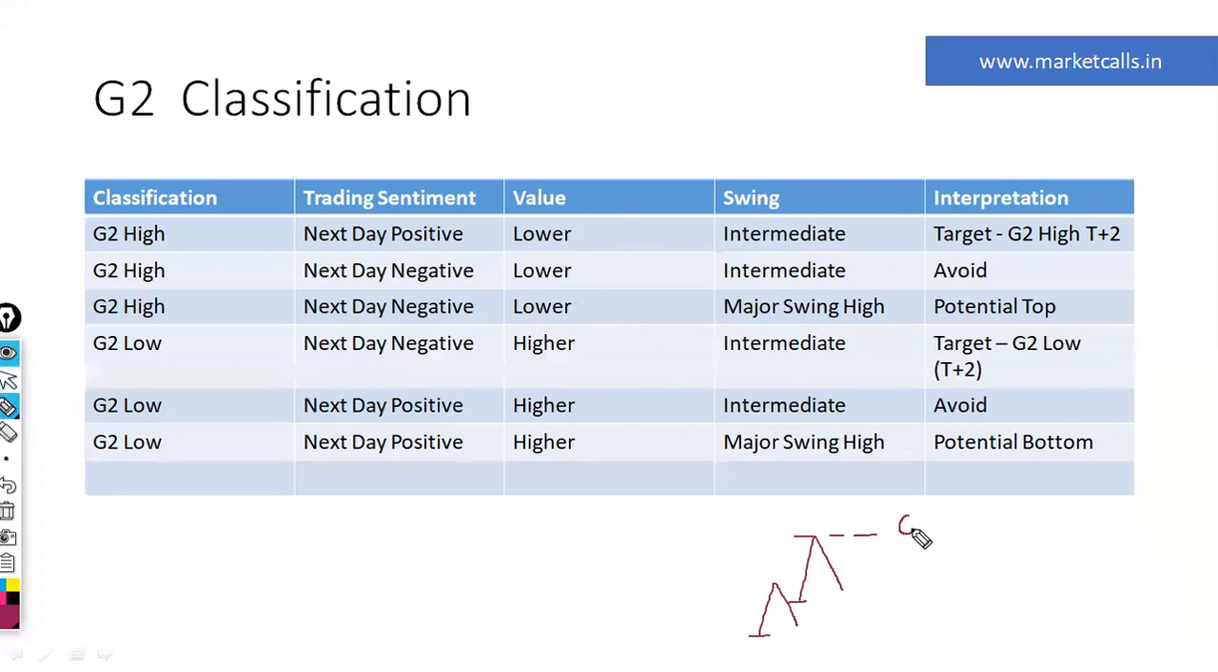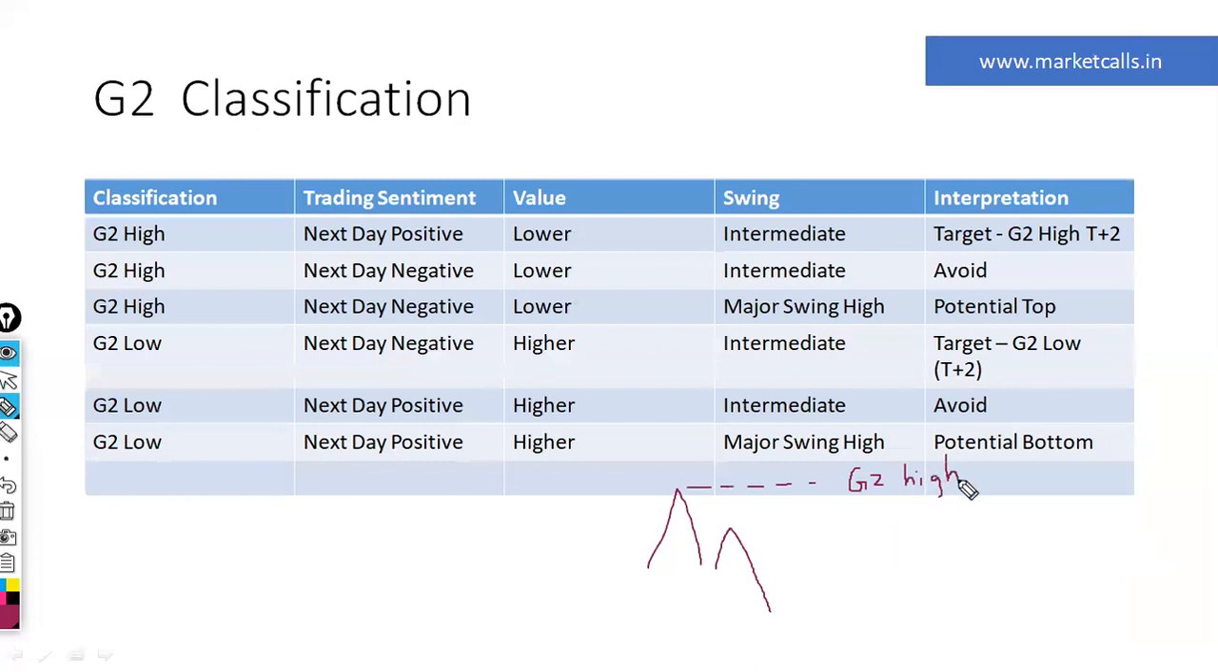Am I doing correctly? No, I'm sorry. So these are IRIs, yeah. Sorry. This is the G2 high. This high is the G2 high, where it's a bullish case. We call this a G2 high.